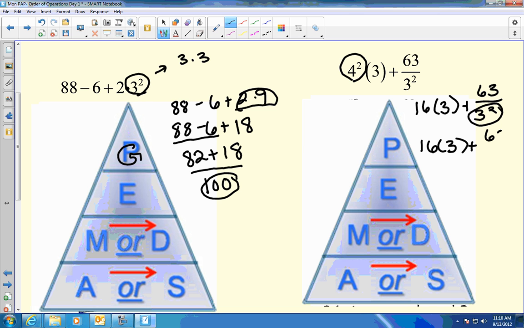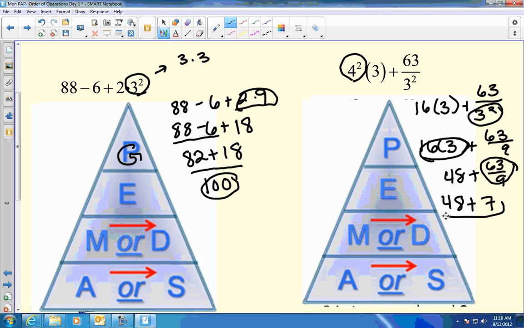So that's going to be 63 over 9. Multiplication and division from left to right. So I'm going to do this one first. It's 48. Here's my division. Remember that fraction bar does mean division. And then my last step is the addition, which is going to give me 5, carry my 1, that's going to be 55.